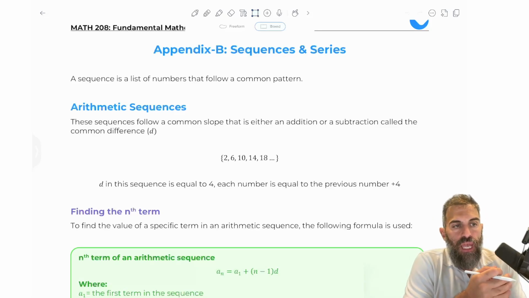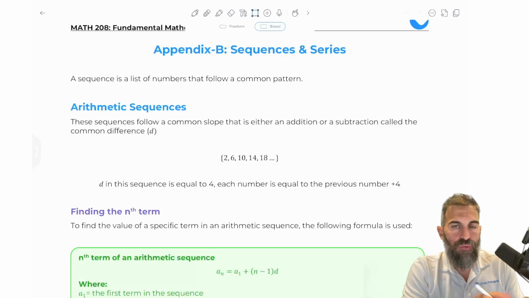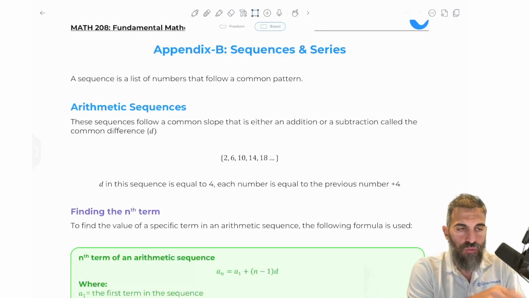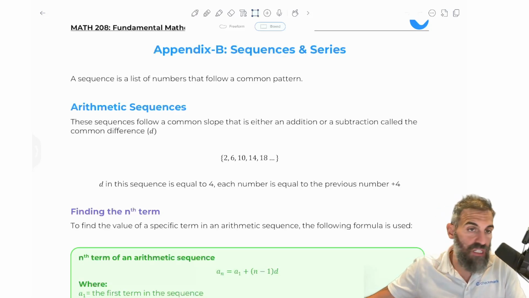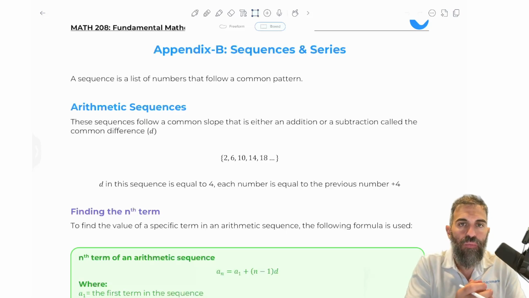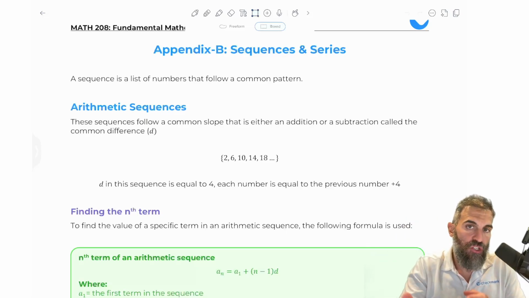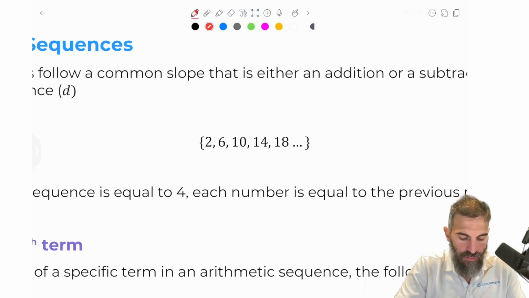A sequence is just a string of numbers in a row. Okay, but you have two types of sequences. You have arithmetic sequences, which we'll start with, and we have geometric sequences, which we'll see in a second. So an arithmetic sequence is a sequence where the gap in between the numbers is constant. Okay, so the jump is either an addition or a subtraction, like here, for example, plus 4, plus 4, plus 4, plus 4, plus 4.